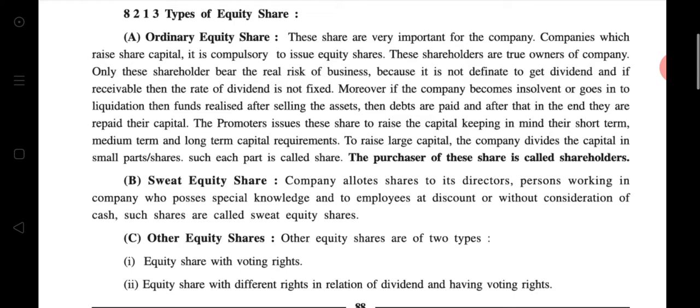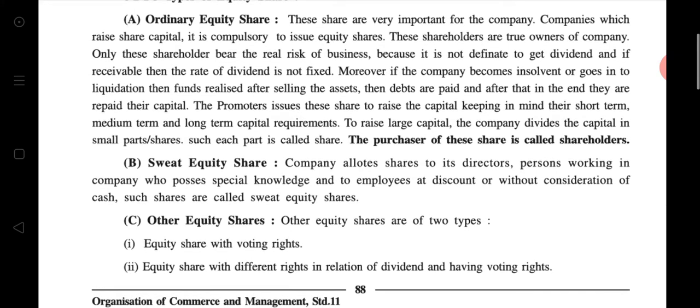So the promoters issue these shares to raise the capital, keeping in mind the short-term, medium-term, and long-term capital requirements. So to raise a large capital, the company divides the capital into small parts or shares, and each such part is called a share. The purchaser of these shares is called a shareholder. Any person who purchases these shares is called a shareholder. If it is an equity share, then equity shareholder, and if preference shares, then preference shareholder.